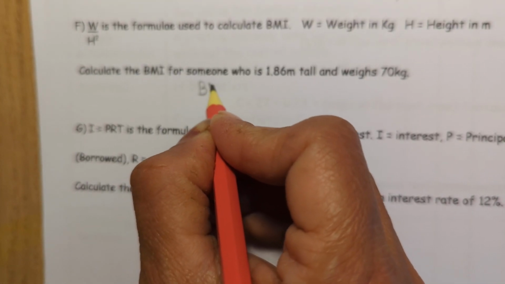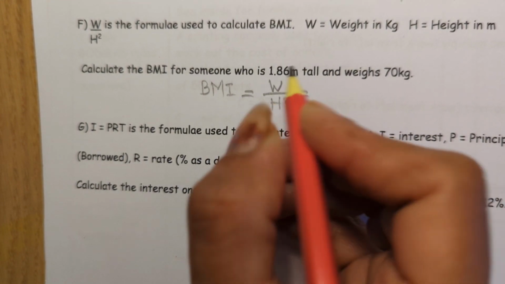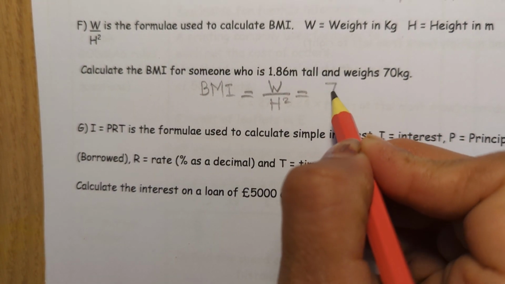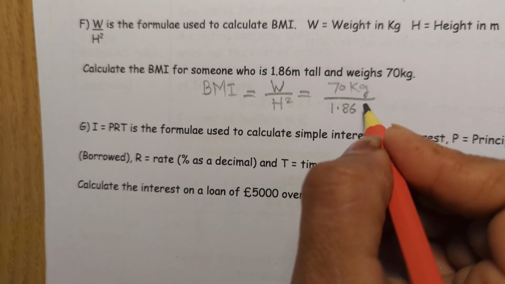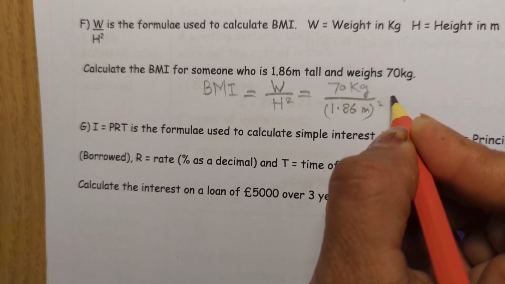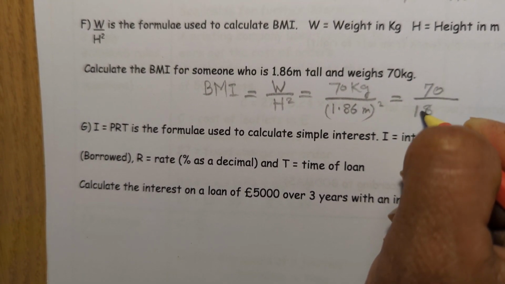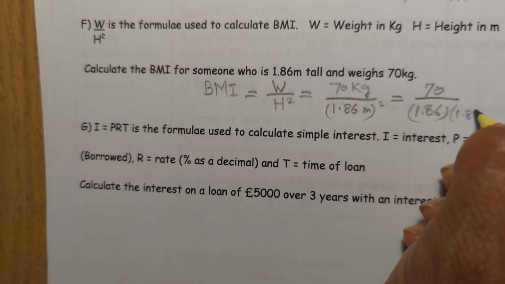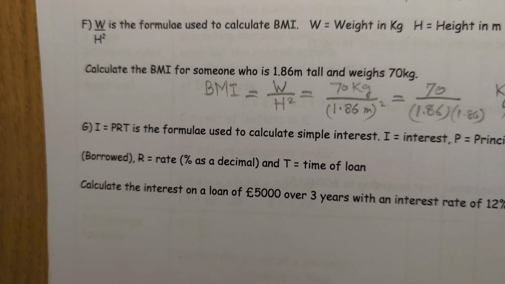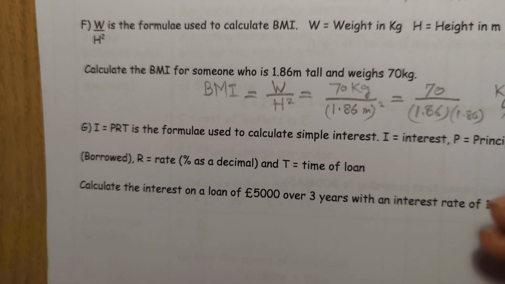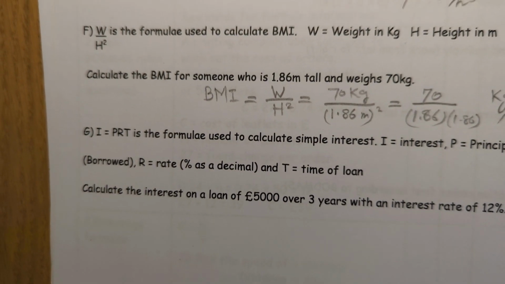So BMI is equal to W over H square, and W is here 70 kg, and height is here 1.86 meters, but it will be squared, right? So here 70 divided by 1.86 times 1.86, and the unit will be kilograms per meter square. For the calculation of this, we can use the calculator, and you can easily solve the question by using the calculator.